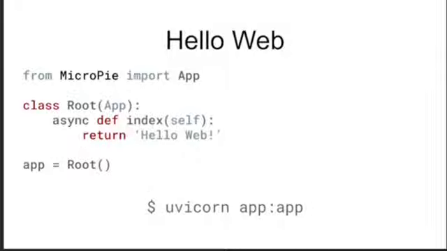And then we can create an instance of our root app class called app, which we can call using Uvicorn. Say we save that as app.py. We can run it with uvicorn app. You go to localhost 8000, and you should see hello web. Really simple, 5 lines, and very clear. No boilerplate code or anything like that. Just easy and fast web development right there.